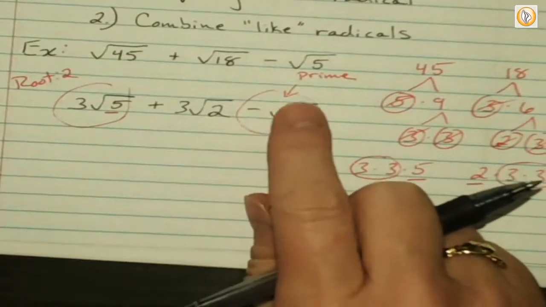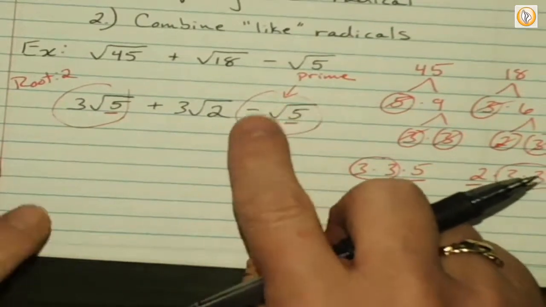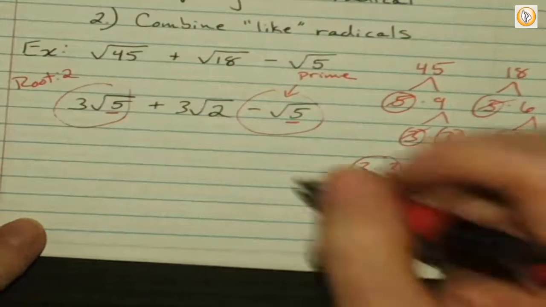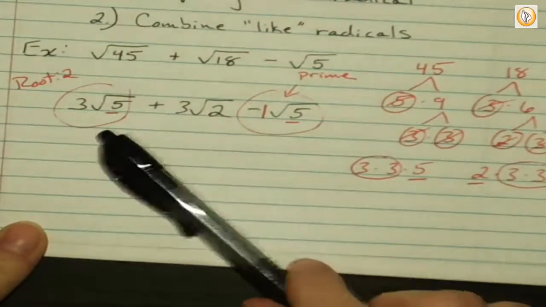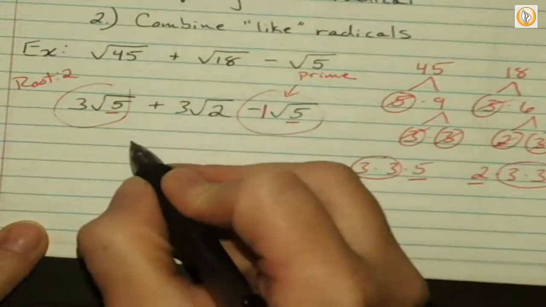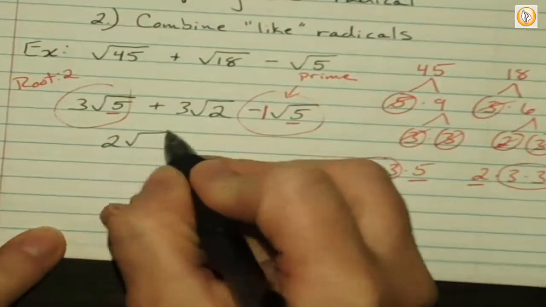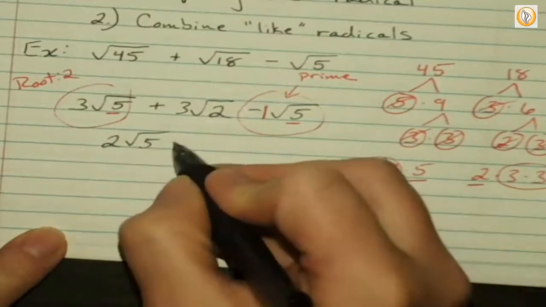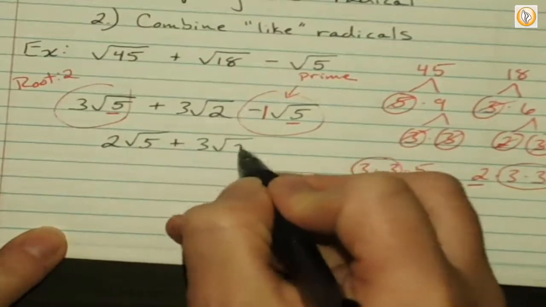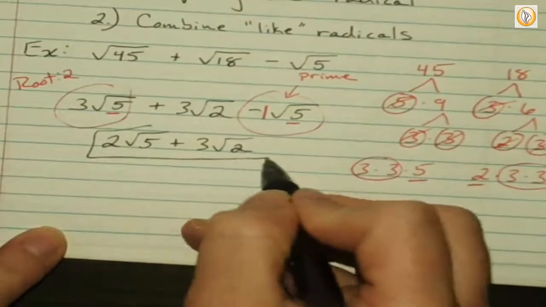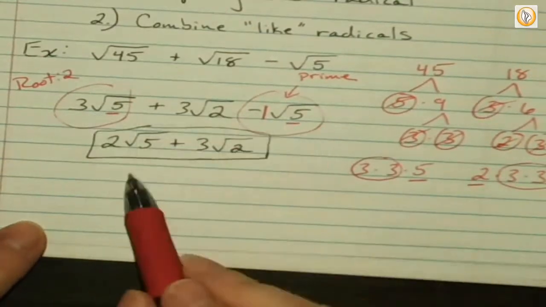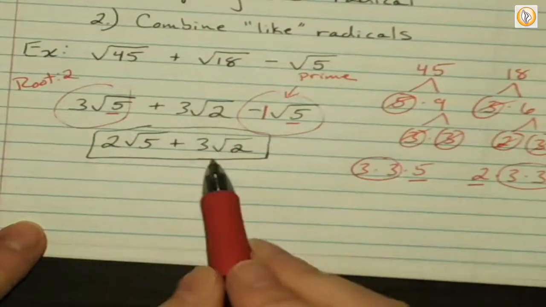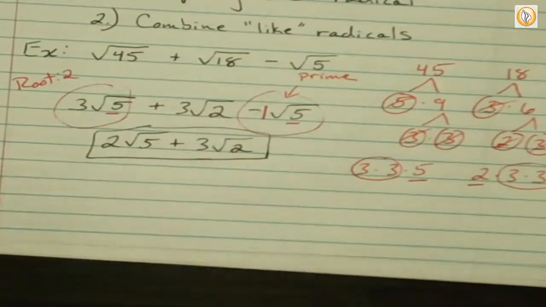Valeria's holding up number 1 because we can pretend that there's a 1 there. So then, Ariel, 3 minus 1 is? 2. So we're just going to say 2 times square root of 5 plus 3 times square root of 2. And that is your answer. So these two combine, and then we just bring that one down. That's it. Good job, Franz.